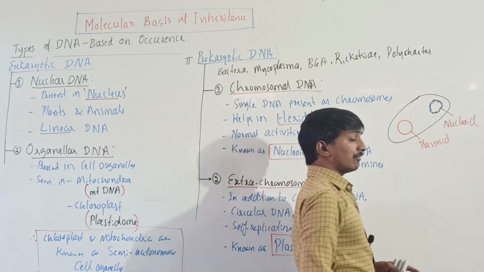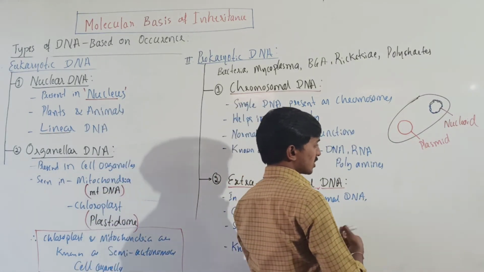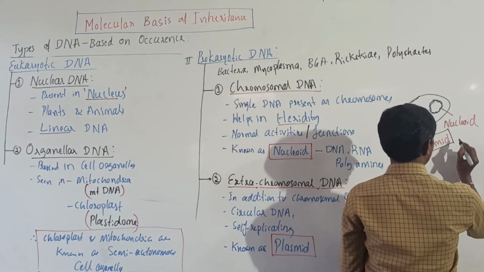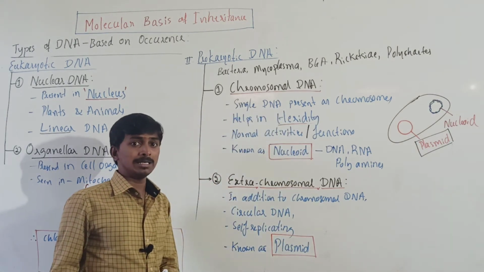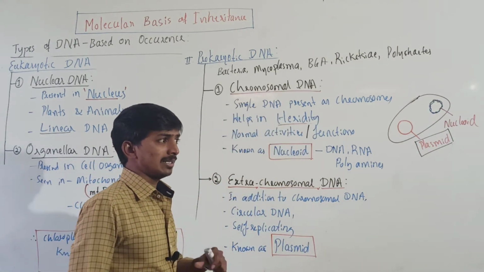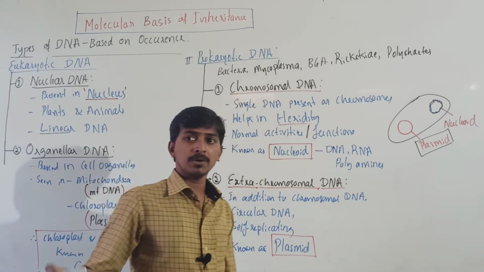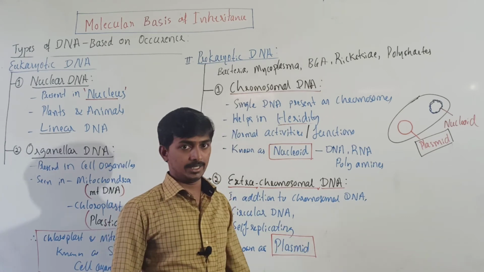But in various types of prokaryotes, there are various types of plasmids. Each type of plasmid performs an individual or specific function. Depending on the type of the function, the plasmids are given various names.